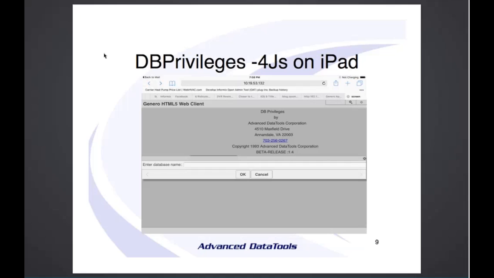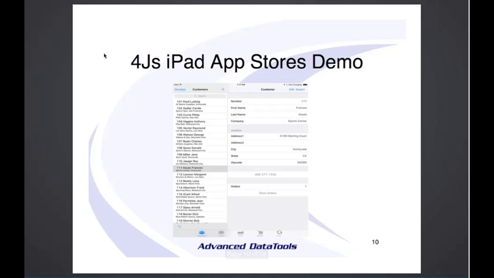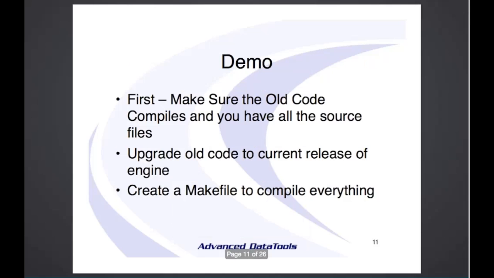Now, in our office here, our wireless is on a different network, so I can't run my iPad on the same network as my servers. But I did this at home last night. This is DB privileges running on an iPad in a web browser. And I didn't quite get this finished, but on the iPad, you can also run native apps. This is 4J's Stores demo running on an iPad. So there's a lot of fun stuff you can do with this.